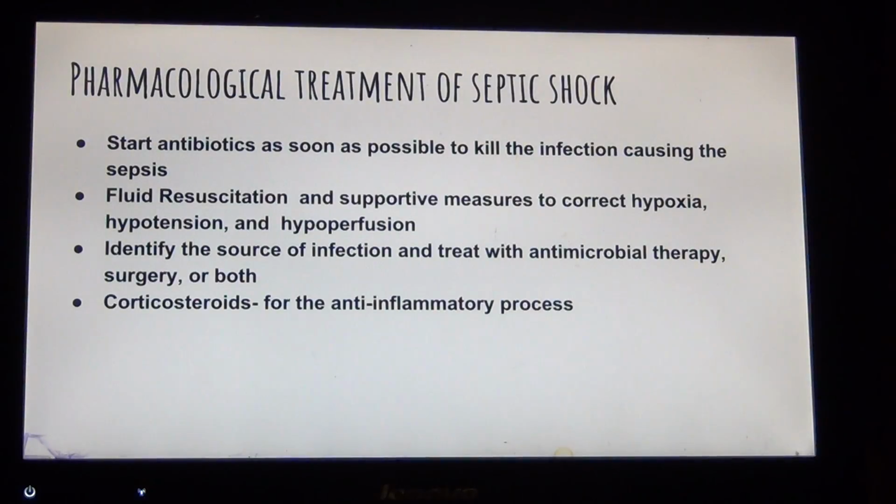The pharmacological treatment of septic shock. Start antibiotics as soon as possible to kill the infection causing the sepsis. Fluid resuscitation and supportive measures to correct hypoxia, hypotension, and hypoperfusion. Identify the source of the infection and treat with antimicrobial therapy or surgery or both. Corticosteroids are also used for their anti-inflammatory properties.